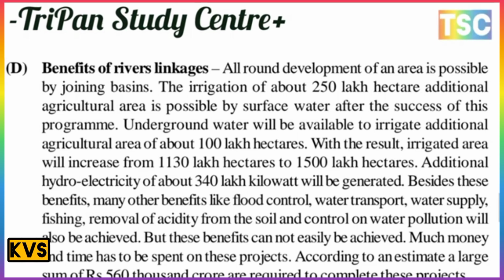As a result, the irrigated area will increase from 1,130 lakh hectares to 1,500 lakh hectares. Additionally, hydroelectricity of about 340 lakh kilowatts will be generated. Besides this, many other benefits like flood control, water transport, water supply, fishing, removal of acidity from the soil and control of water pollution will also be achieved.